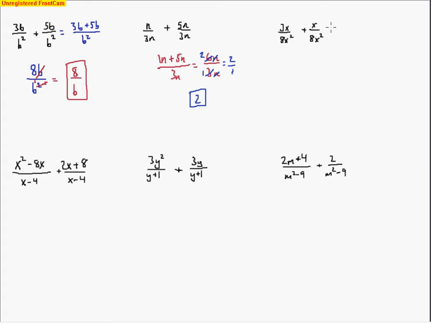So on this side, again, all you're doing is counting up how many x's you have. Here we have 3x over 8x squared plus x over 8x squared, which makes 3x plus 1x all over 8x squared. Well, we can add those numbers together because they have the same variable. So you count up how many x's you've got. You've got 4 x's altogether. So 4x over 8x squared.